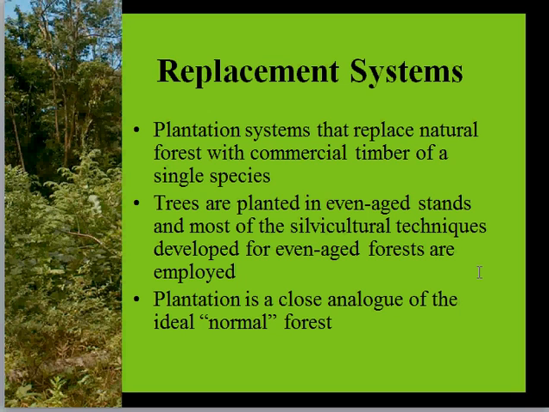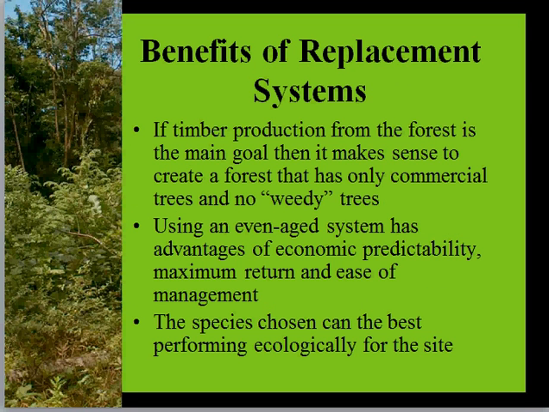So if timber production from a forest is the main goal of that forest, then it makes sense to create a forest that has only commercial trees and no weedy trees. And here in Trinidad, that was the philosophy. The main goal of the forestry division, the forestry department in Trinidad, was production of timber. From its formation in the early 1900s all the way through to probably the 1980s, production of timber was the main goal of the forestry division.